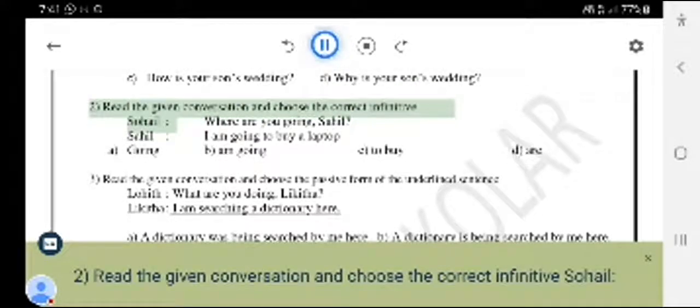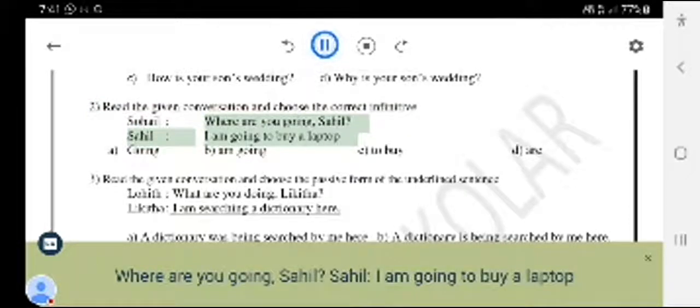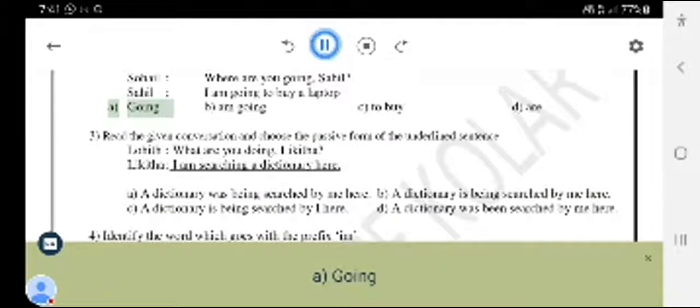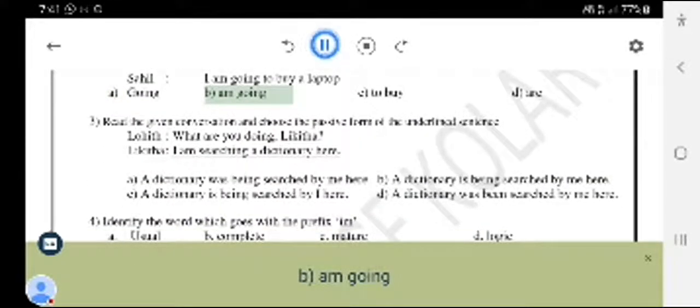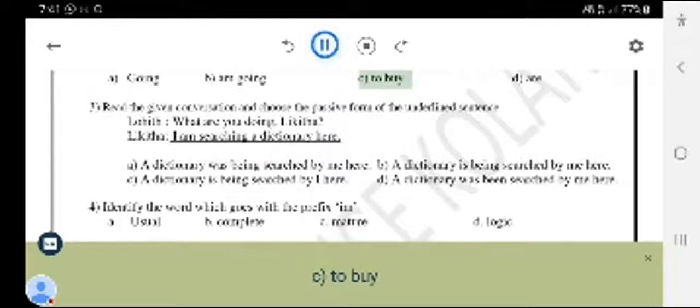2. Read the given conversation and choose the correct infinitive. Suhail: Where are you going, Sahil? Sahil: I am going to buy a laptop. A. Going. B. I'm going. C. To buy. D. Are.